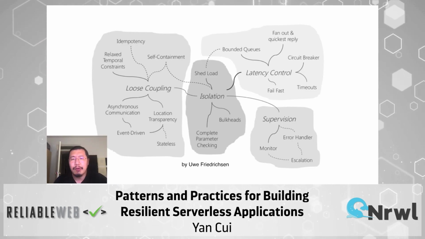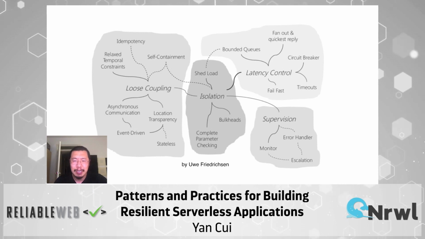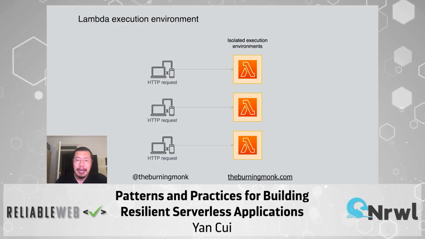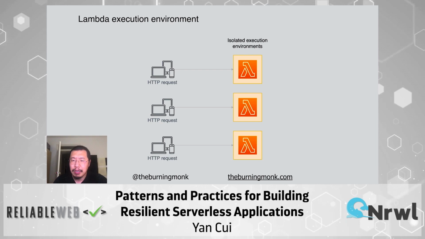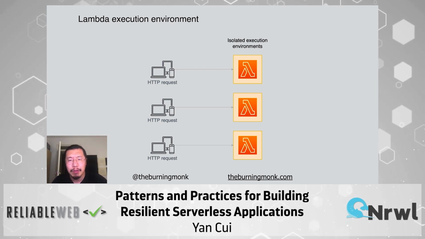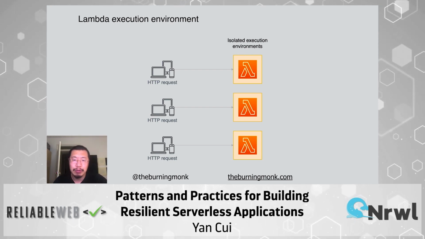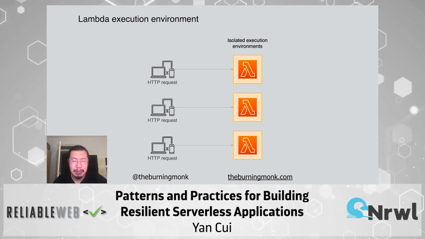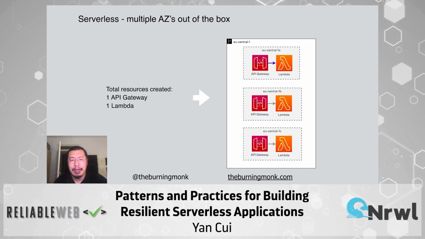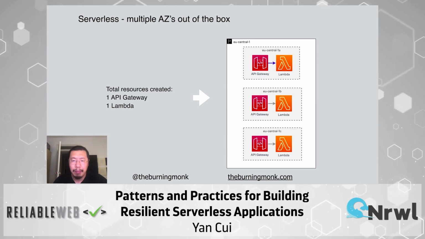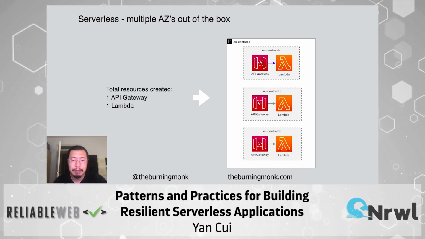So this diagram from Uwe Friedrichsen, whose name I'm pretty sure I butchered, highlights the four broad areas that we should consider when we think about resilience. It's worth considering that AWS Lambda gives a lot of resilience out of the box, not least because we have an isolated execution environment for each and every invocation. So if one user request uses up too much memory or CPU, it has no effect on any other user requests. And when you build applications and APIs with API Gateway and Lambda, you get multi-AZ out of the box, as both API Gateway and Lambda deploy your resources to at least three availability zones by default.